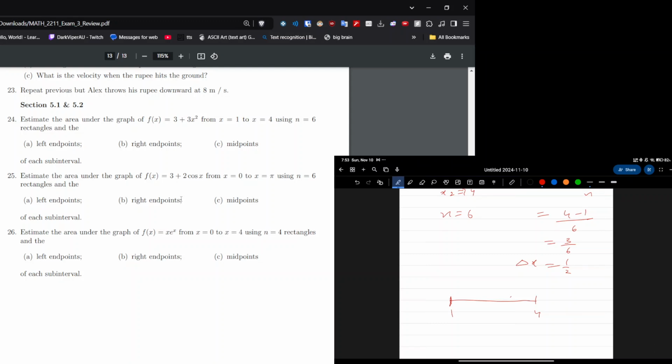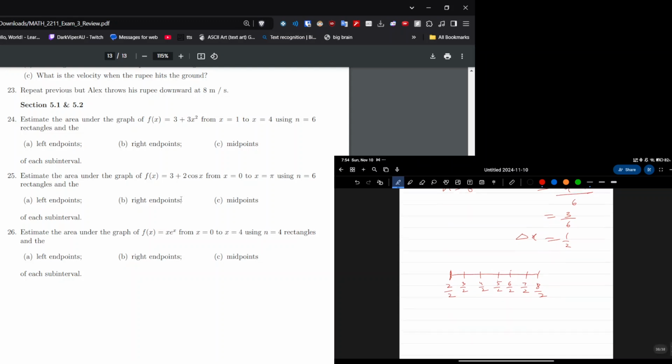Okay, I need to have gaps of 1 over 2. So I can make this 2 over 2, I can make this 8 over 2, right? And I can make 3 over 2, 4 over 2, 5 over 2, 6 over 2, 7 over 2. Look at over here, this is 1, 1.5, 2, 2.5, right? Instead of that, I'm just writing them in fractions so that it's easier.